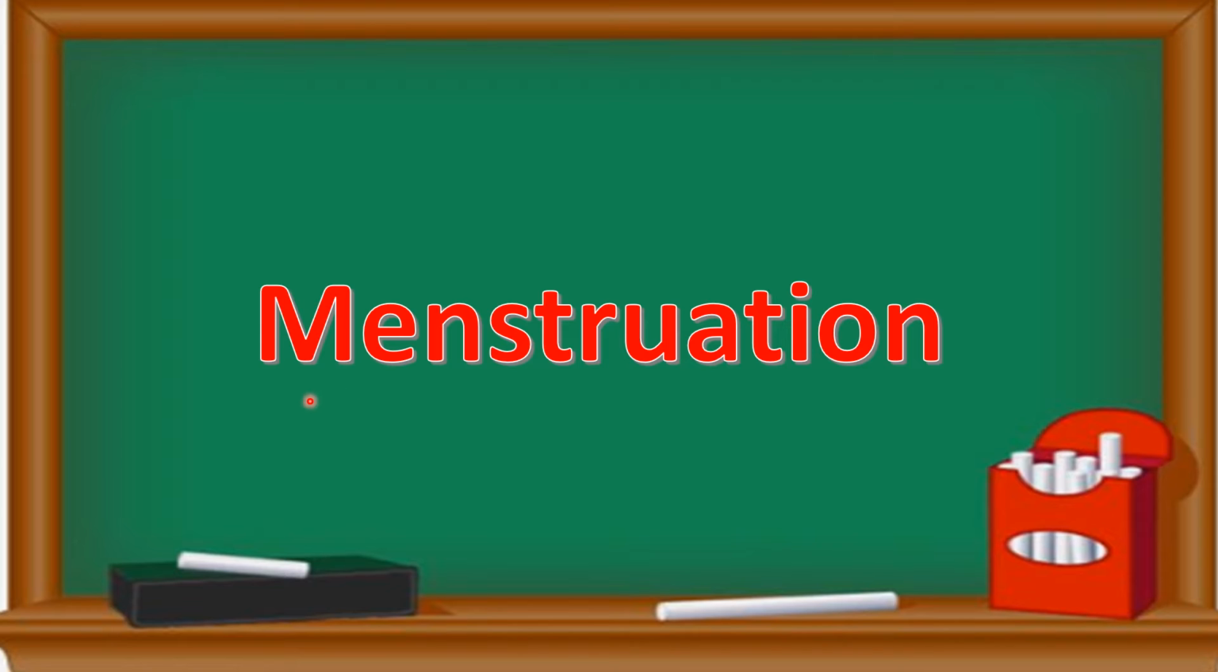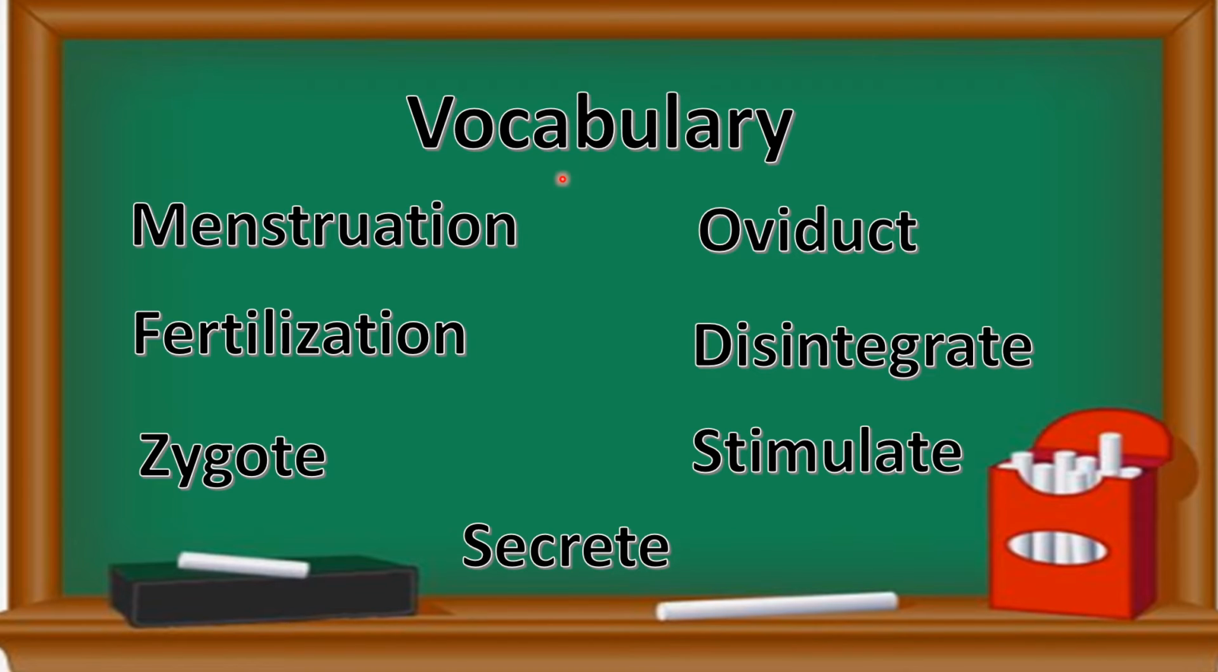So the topic that we'll have today is about menstruation. Let us spell the word menstruation. Menstruation. These are the vocabulary words that we're going to use for this topic. Number 1 is menstruation. Spell the word again: menstruation. Next is your fertilization.